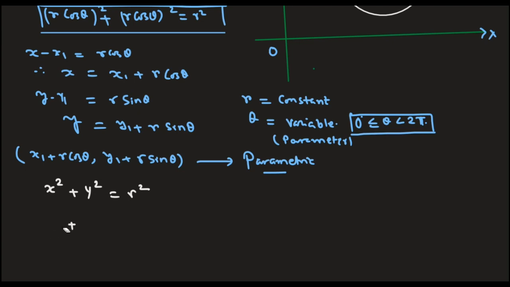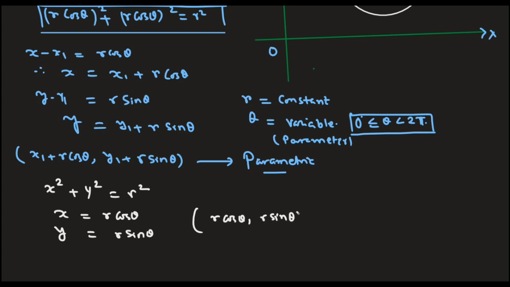Here the radius is r and the coordinates of the center of the circle are (0, 0), so the point will be x is equal to r cos theta. You directly write it in point form: x is equal to r cos theta, and y is equal to r sin theta. So now theta will be the parameter, and the point is (r cos theta, r sin theta).